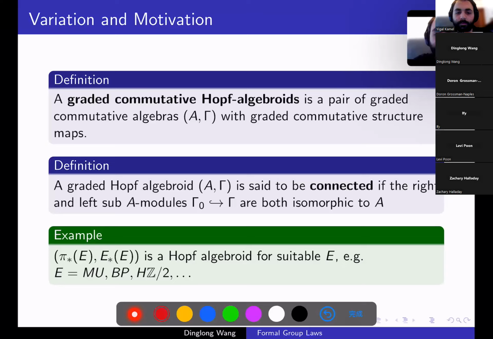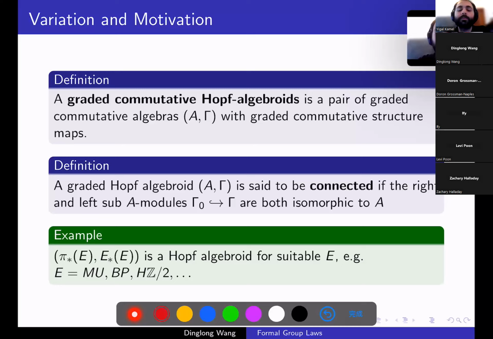And the main motivating example for us is this pair, where the first thing is the stable homotopy group of a spectrum E, and the second one is the dual Steenrod algebra of the spectrum E. This is a Hopf algebra for suitable E, for example MU, BP, and mod 2 homology. So I will not talk about too many things in topology here.